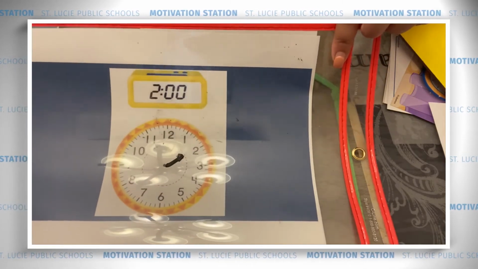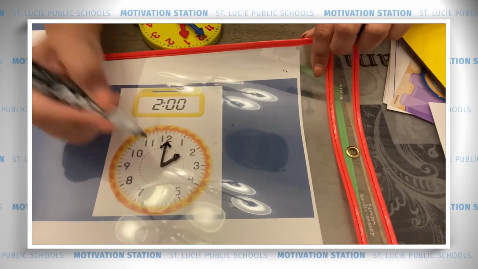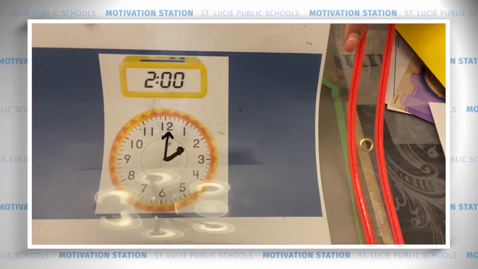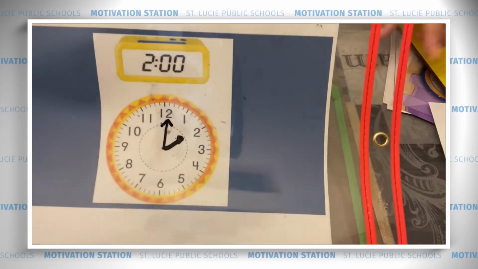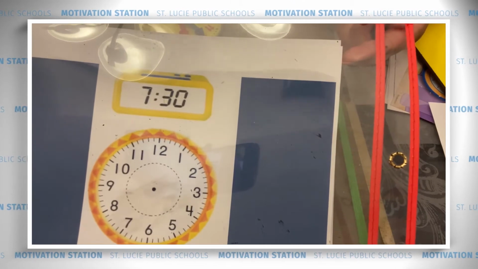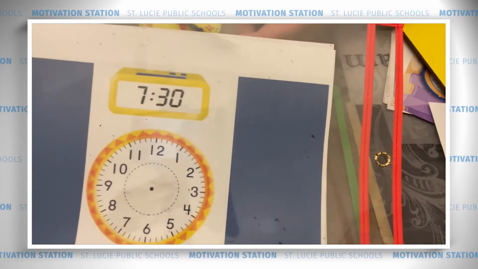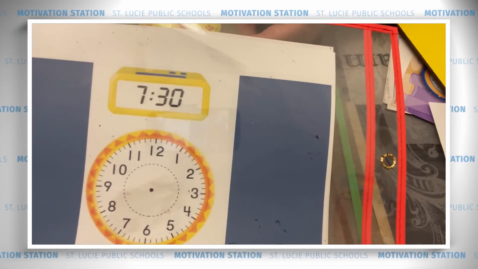And my minute hand should be at the 12, which would make it 2 o'clock. Let me try another one. Here we have 7:30 on our digital clock, and I want to represent that on our analog clock.